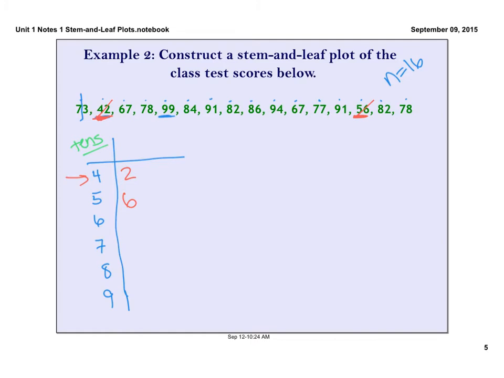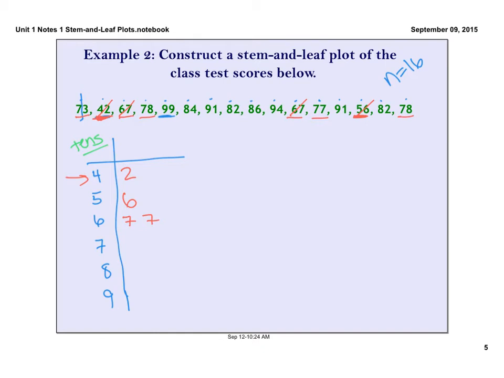So let's look at the 60s. When I'm in the 60s, I have 67, I see another 67, so I have 2 7s and that's it. So I'm going to have 7, and I need to list it twice because there are 2 of them. Okay, so I'm done with that. Let's look at the 70s. In the 70s, I have 73, I have 78, I have 77 and another 78.